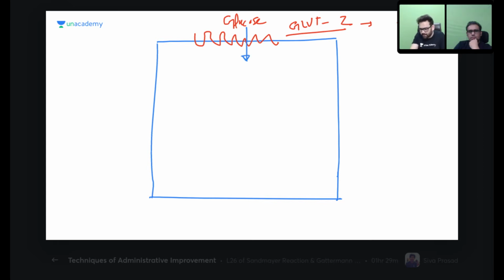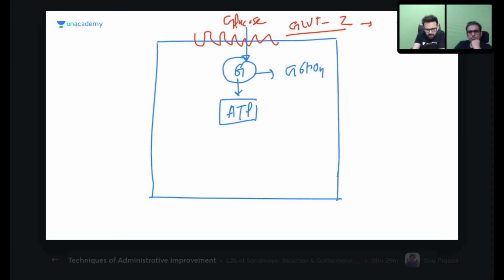So is this insulin dependent or independent? Yes, Chinu? Is this insulin dependent or independent? Independent. And this glucose will be converted into what? By glycolysis into ATP. Okay, before that it will be converted into glucose 6-phosphate. Now, there is a channel which was asked in the latest examination. This channel is the ATP dependent potassium channel.